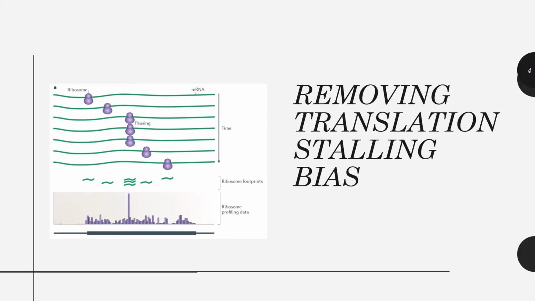During translation, ribosomes sometimes slow down on certain positions because they hit a suboptimal codon or an RNA secondary structure or an RNA binding protein, for example. Reads accumulated on these positions do not represent active translation and must be teased out.